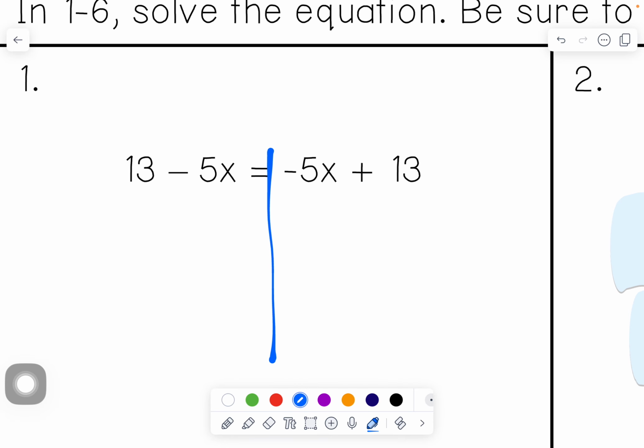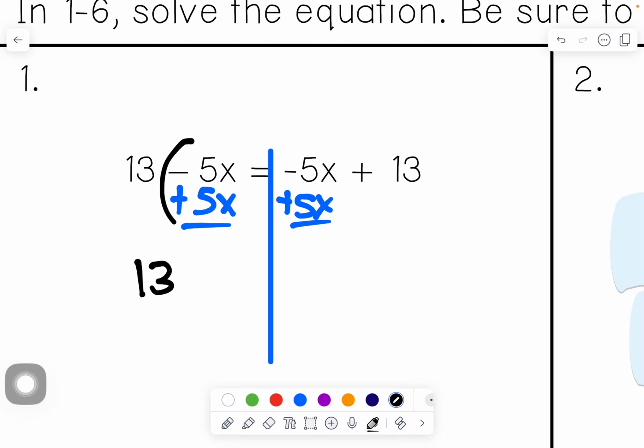Same situation, right? I want to move my variables to the same side. I'm going to do that by adding 5x to both sides. Okay, so I add 5x to both sides. On this side, I'm left with a 13. This makes a big 0. On the other side, also makes a big 0, and I'm left with 13.